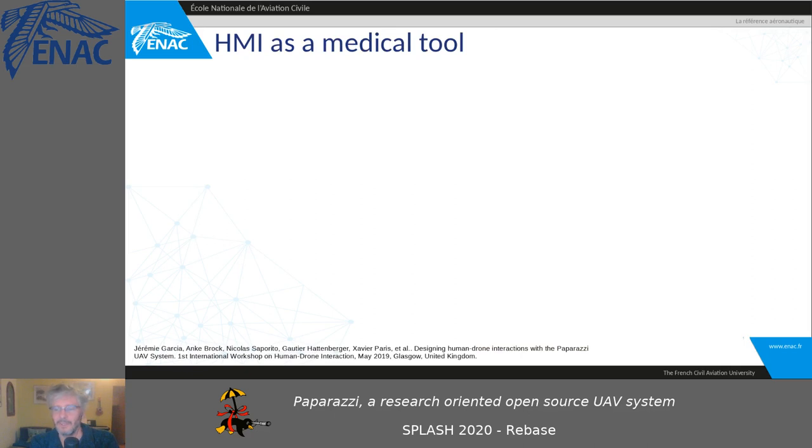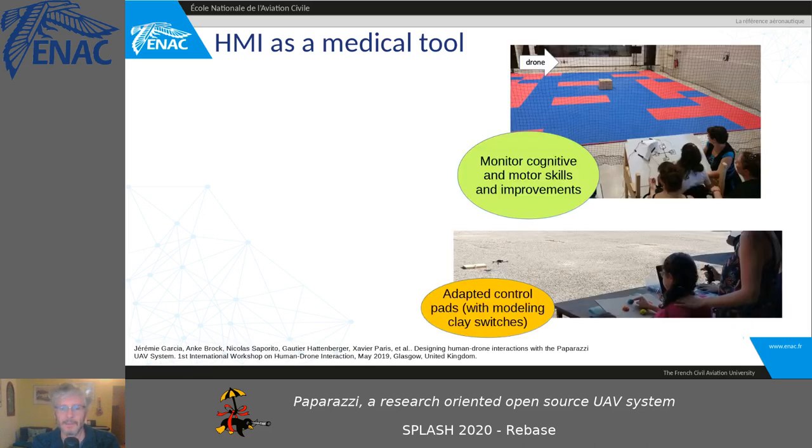And finally, sometimes we have the opportunity to do some very interesting things regarding HMIs. So this is an example of a project with people with limited cognitive and motor capabilities. And you can see that if you build them adapted control pads, eventually using modeling clay switches in this case, they are able to control something as complex as a UAV.